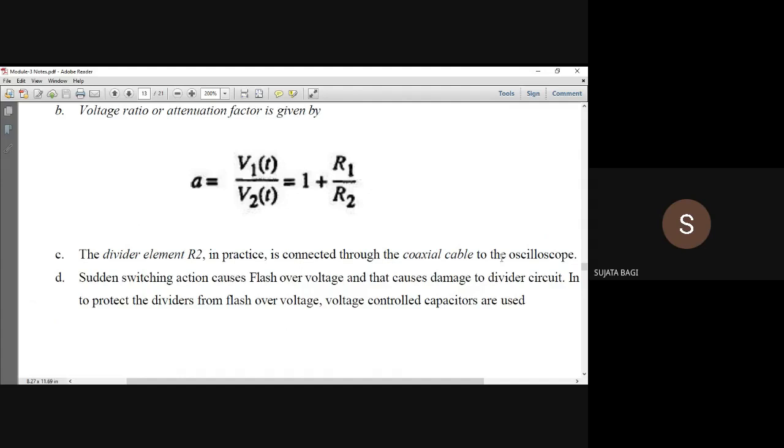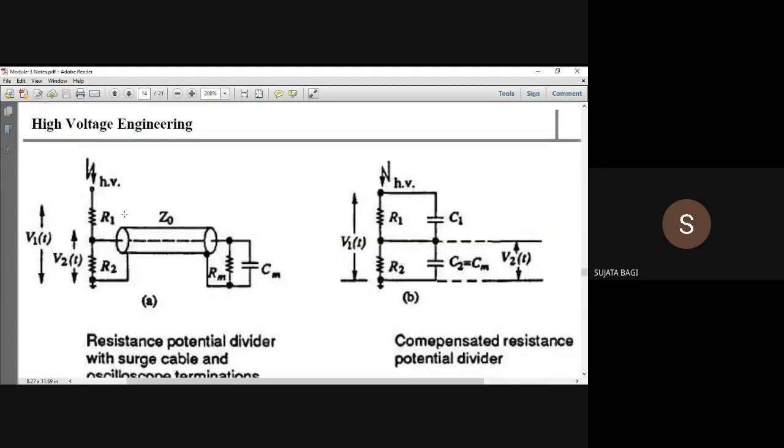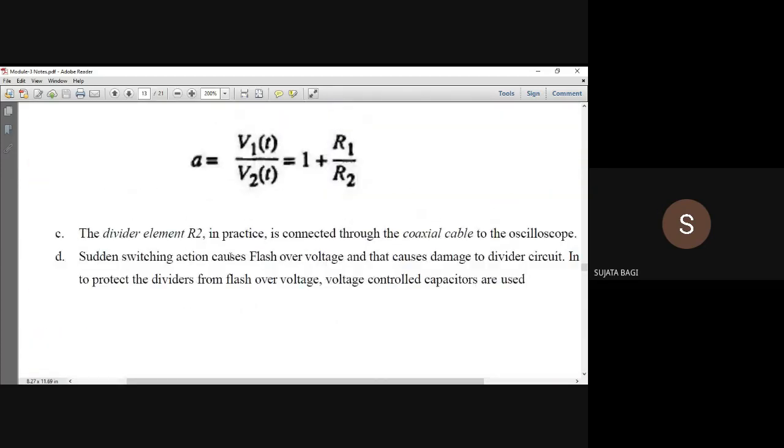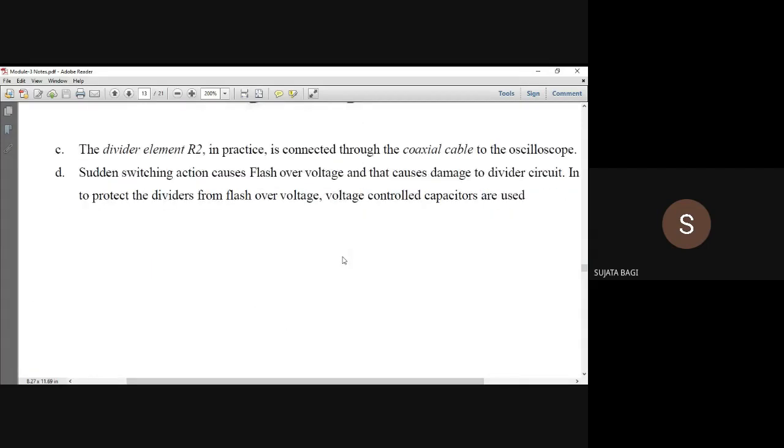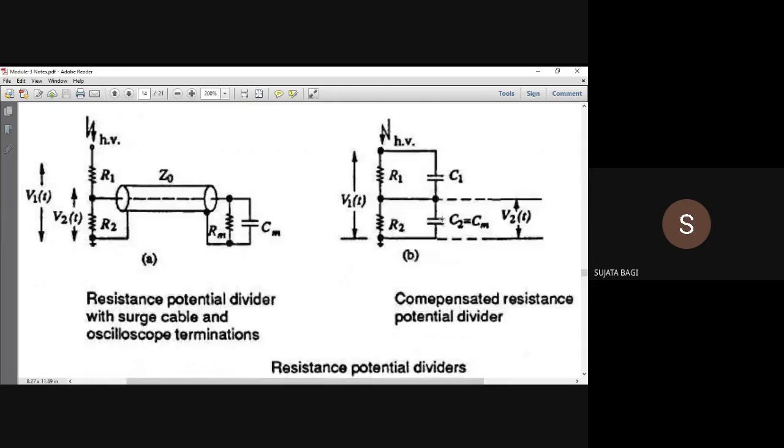These are the different circuits: R1 and R2 connected in series, and R2 connected to the coaxial cable, which is connected to the CRO. But sometimes sudden switching action may take place, flashovers may take place, and it may damage the divider circuit. To protect the divider circuits from flashover voltage, voltage control capacitors are to be used. We use these capacitors across the resistances to protect from surges and all.